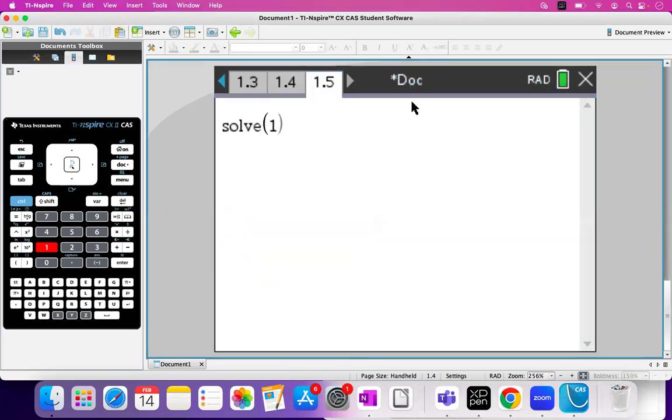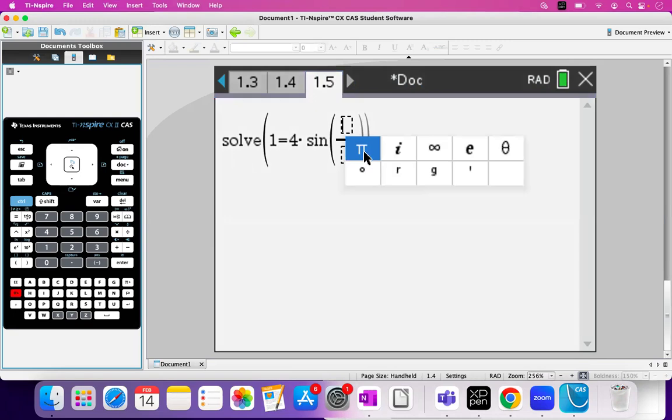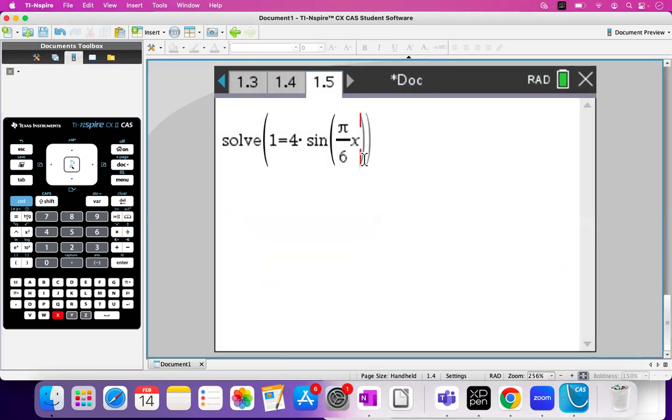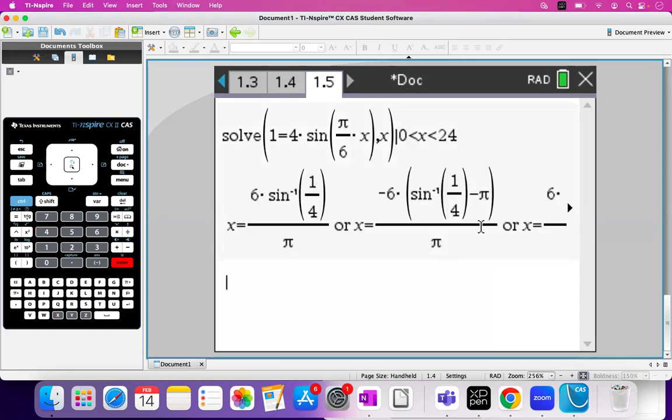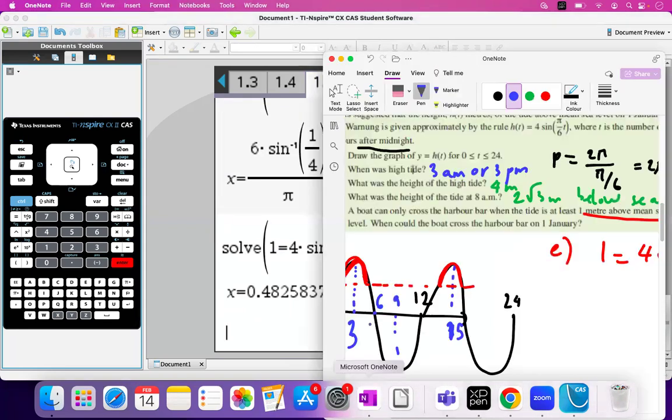Then we have 1 equals 4 times sin, and our equation is pi over 6 times x. We have comma x at the end, and make sure you have the domain outside, control and equals, put the domain in as 0 less than x less than 24. So you will see you end up having 4 different values. If you press control equals, it gives you those ones. So 0.48, 5.52.